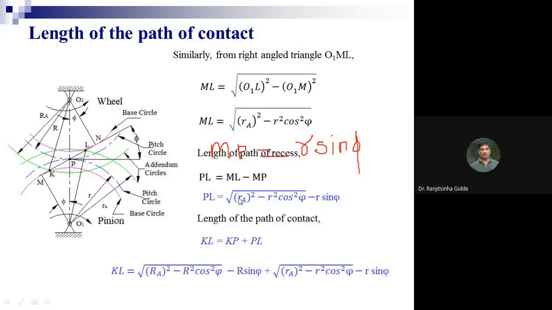like this. Therefore KL is equal to under root RA square minus R square cos square phi minus capital R sin phi. Capital notation is for the wheel and small notations for the pinion, plus under root RA square minus R square cos square phi minus R sin phi.